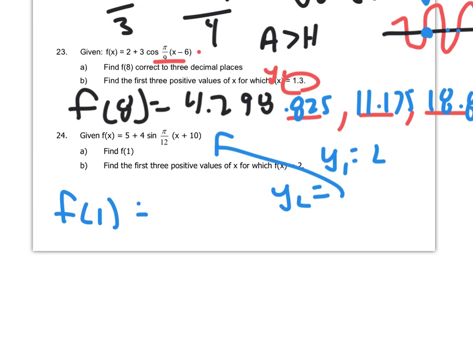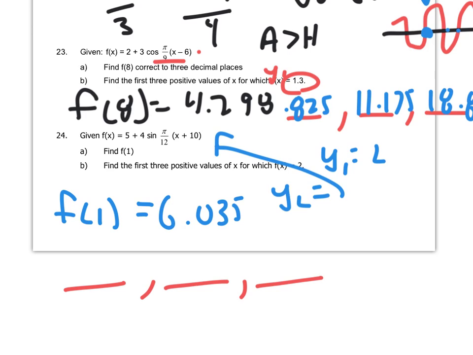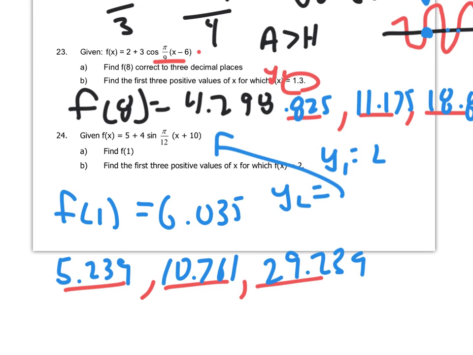F of 1 equals 6.035, and the first three positive values are 5.239, 10.761, and 29.239. Okay. This ends page 4 and ends part 2 of the review.